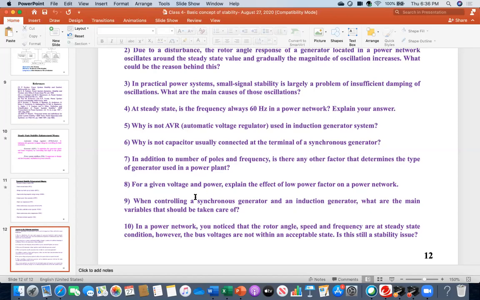Now, question number 8. For a given voltage and power, explain the effect of low power factor on a power network.